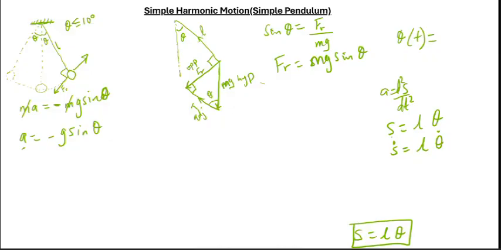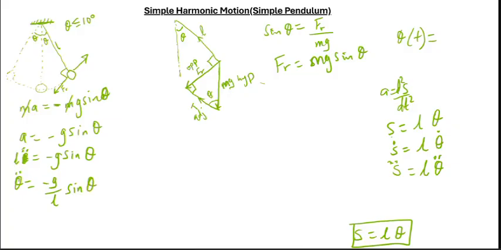Differentiating this will give us s double dot equals l theta double dot, and since we have l theta double dot, I can represent my acceleration with this. So l theta double dot equals minus g sine theta. Dividing both sides by l, we have theta double dot equals negative g over l sine theta.